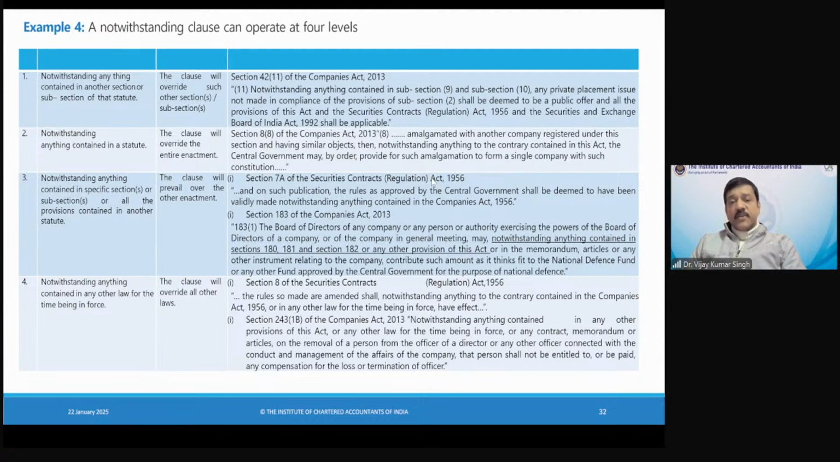Yes, Kiran Kumar, your point is right. If there are two non-obstante clauses, then always the basic principle of interpretation is the latest one prevails over the earlier one.